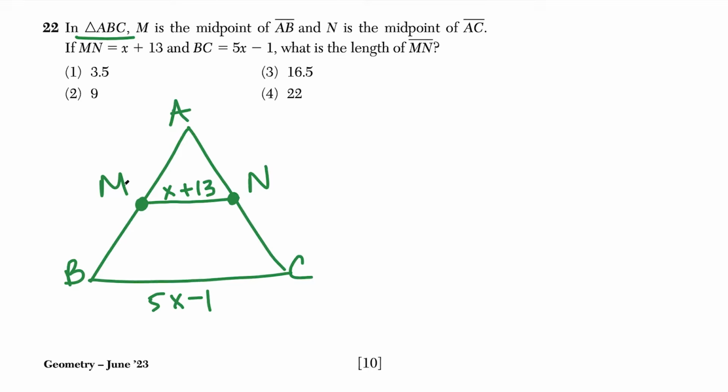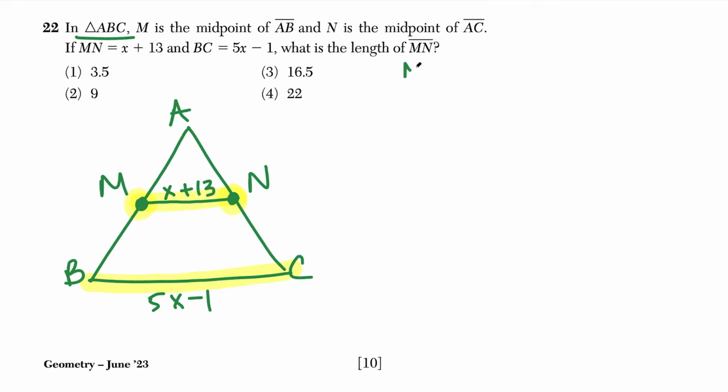So for this question, we have to know that when you connect the midpoints of two sides of a triangle, the segment formed is going to be parallel to the third side. So these are parallel, and the mid-segment is half as long as the side that it's parallel to. So that allows us to say here, we could say that MN, so I'm going to draw that a little bit higher.